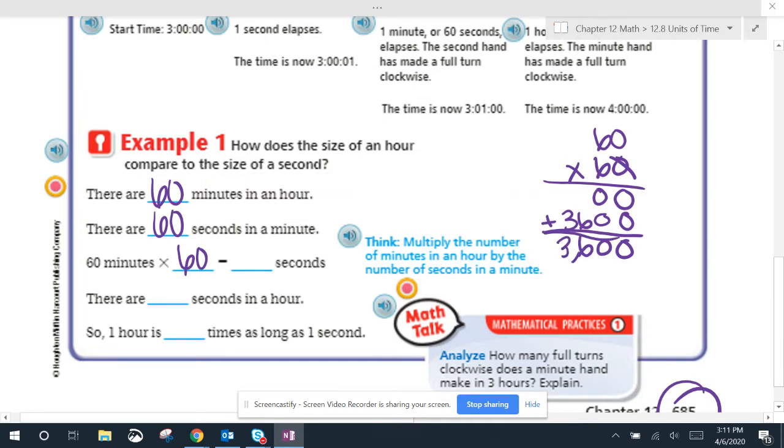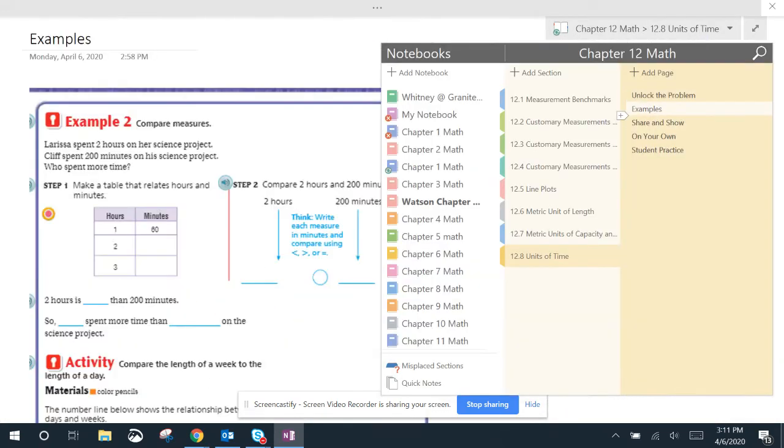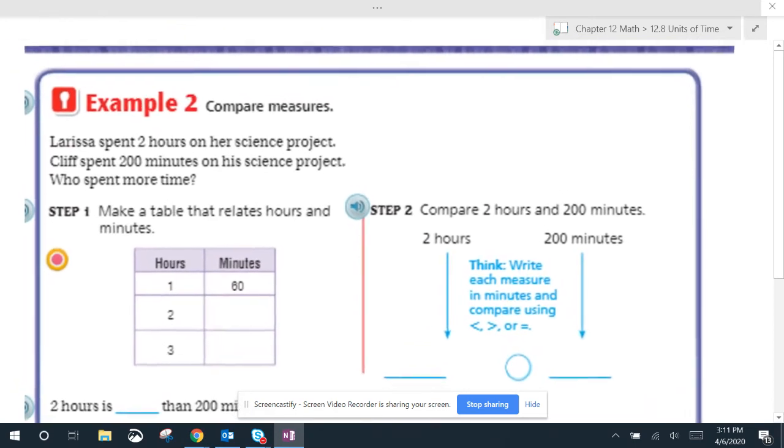So there are 3,600 seconds in an hour. So 1 hour is 3,600 times as long as 1 second. Okay, let's move to our examples on the next page.